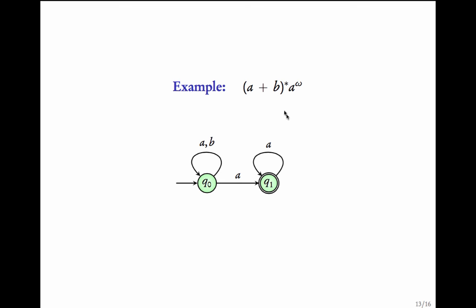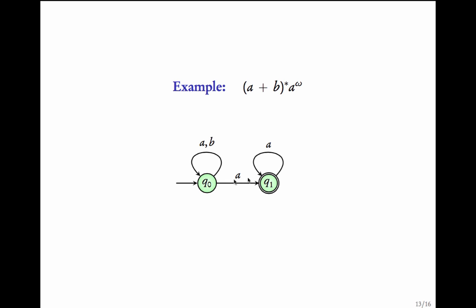Let us look at this language. (a+b)*a^ω. It says that you can read a, b some finitely many times, after which you should switch to a state where you read only a's. So this is what is happening here. You read a, b as long as you stay here. If you stay here forever, q1 does not occur at all. So if you keep staying here forever, that would be a non-accepting run.